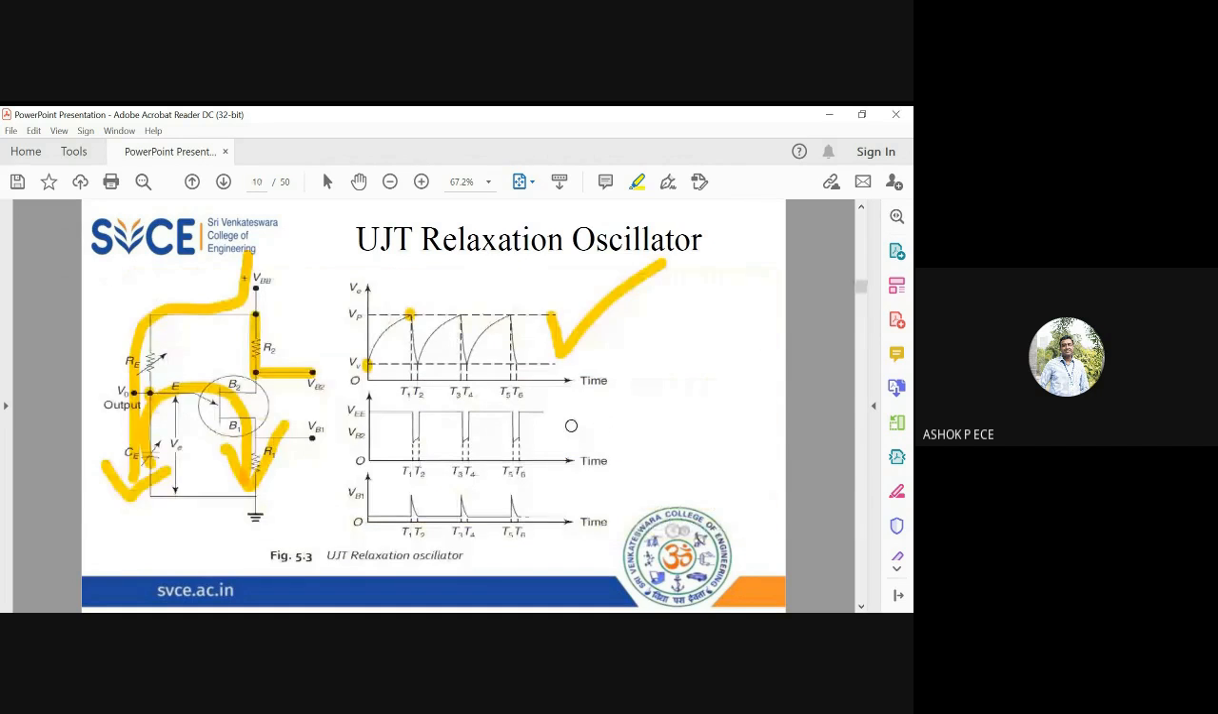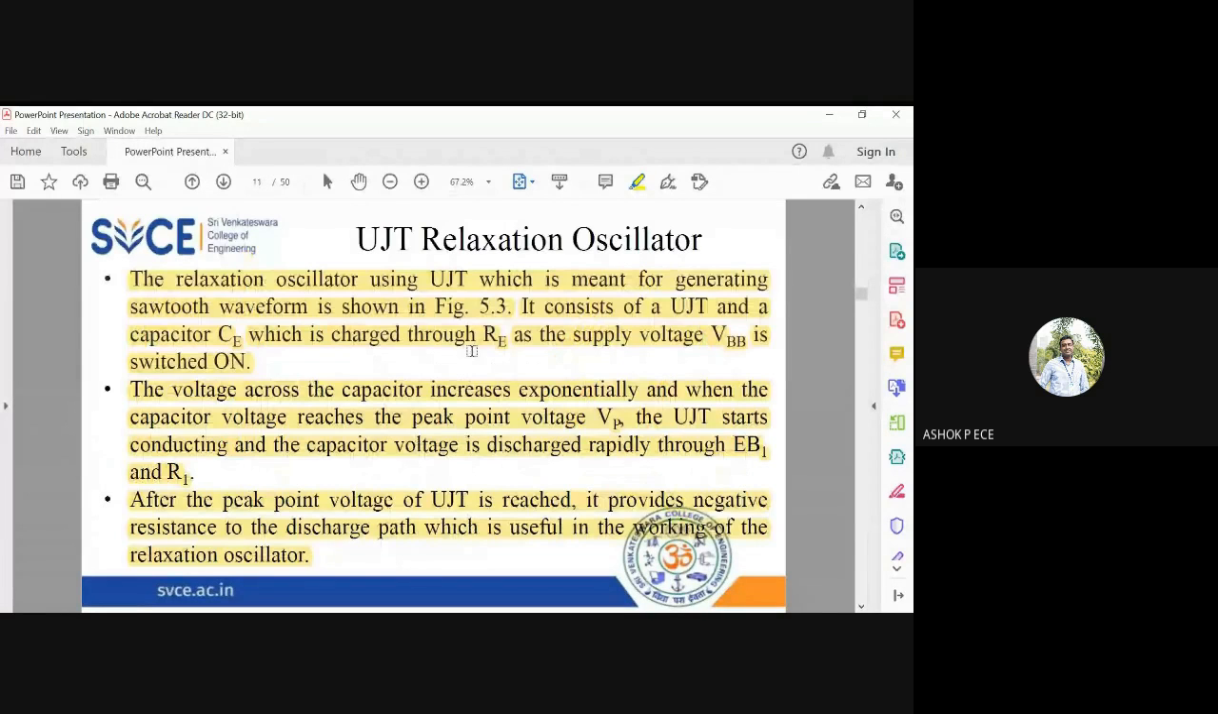This is the ideal sawtooth waveform, but practically you will have sawtooth waveform like this. So you cannot have sharp edges, right? So practically the sawtooth waveform will have charging and a very small discharging. But here charging is very large, discharging time is very small. Okay, so the cycle keeps on repeating.